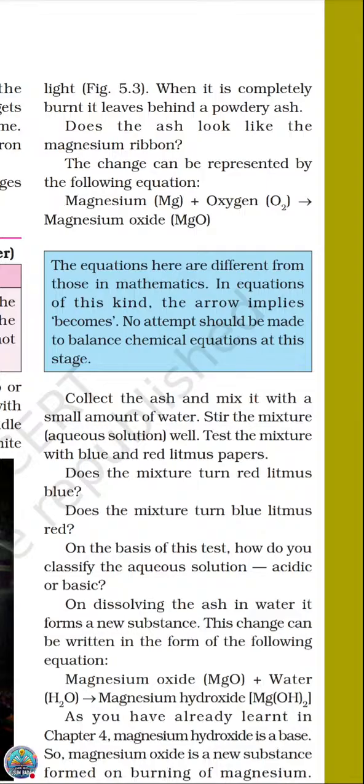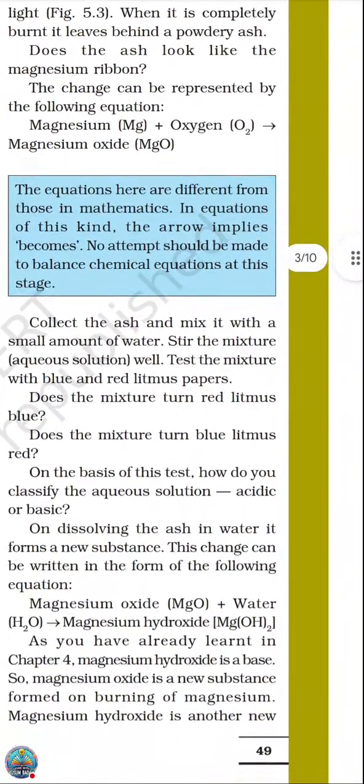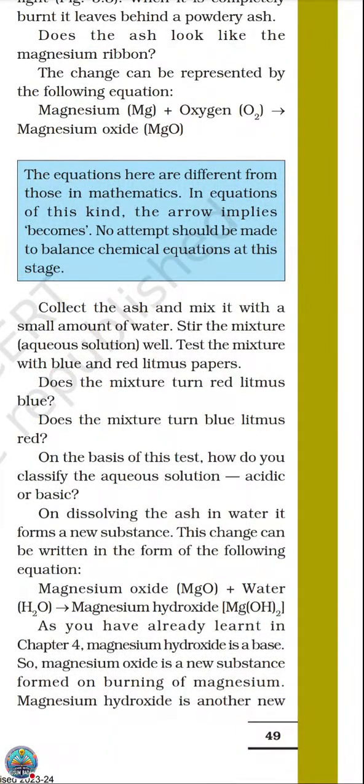No attempt should be made to balance the chemical equation at this stage. So here when there is an arrow, it is an unbalanced equation. When we balance it, instead of the arrow we put an equal sign. Collect the ash and mix it with some amount of water. Stir the mixture. It is in aqueous state. Why do we call it aqueous state? Because we mixed it with water.